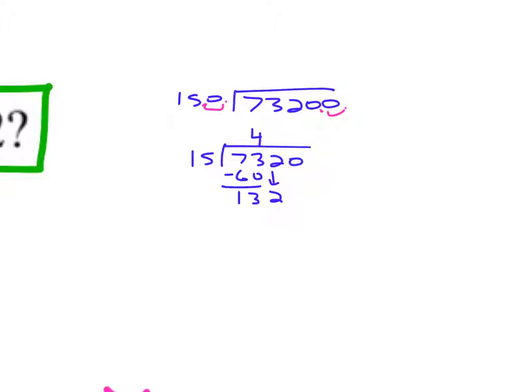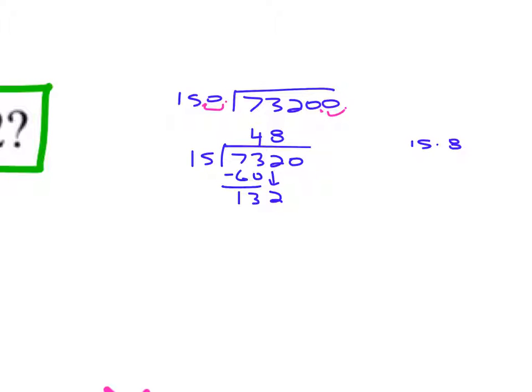15 goes into 132. Well, it goes into 30 twice. So how many 30s can I get in there? I can get 4 groups of 30, so that means 8 groups of 15. And I can just tell that there would only be 12 left over. It wouldn't be enough for another one. So I say 8 and do 15 times 8.